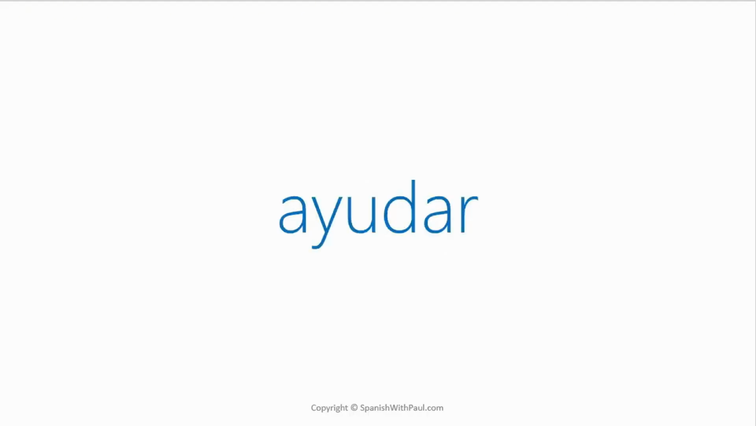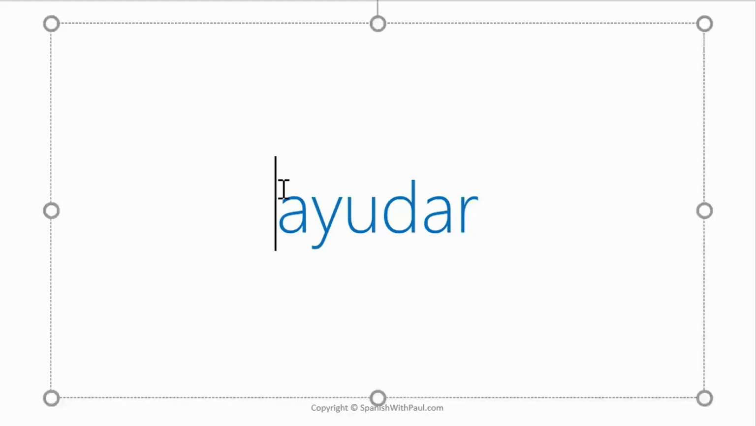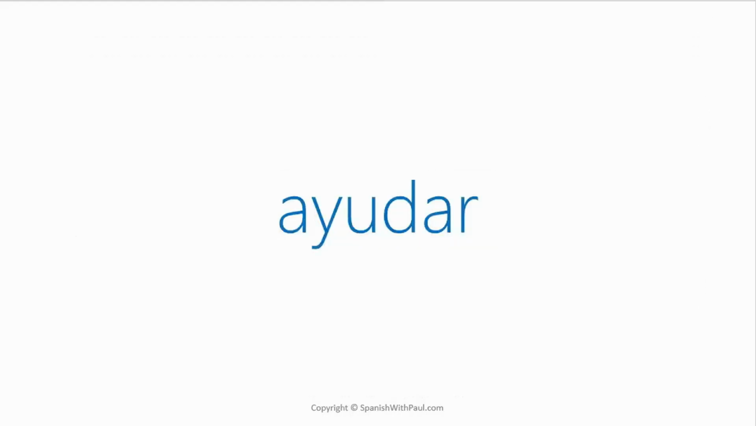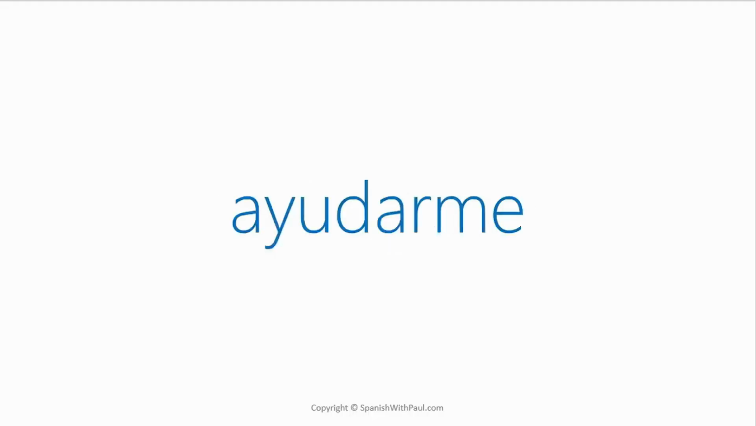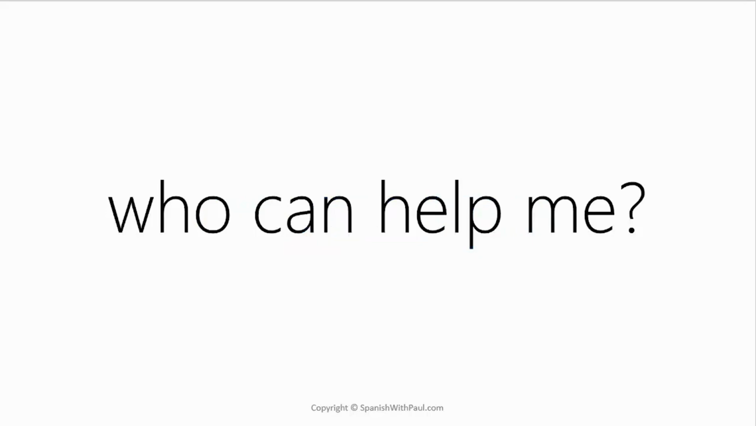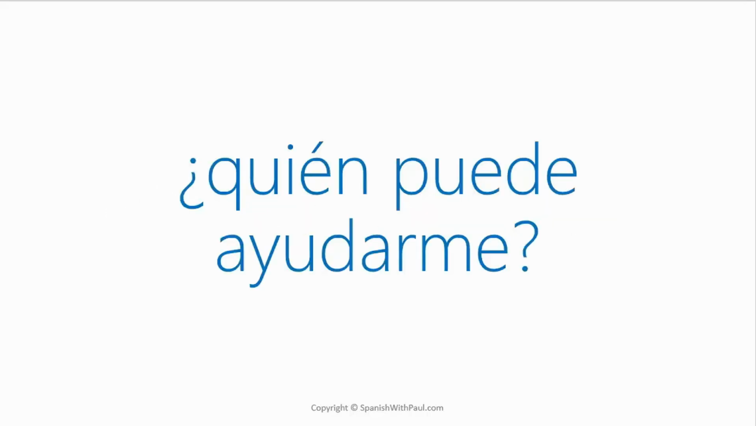The verb to help in Spanish is ayudar. We have 3 syllables. I, you, dar. Ayudar. How would you say to help me? Ayudarme. Now ask, who can help me? ¿Quién puede ayudarme?